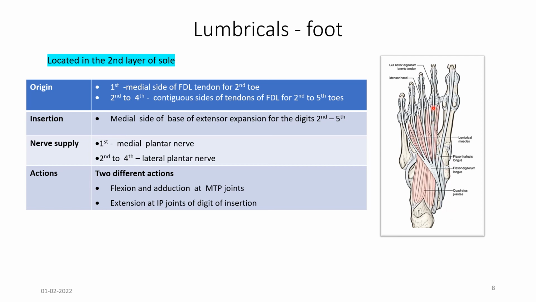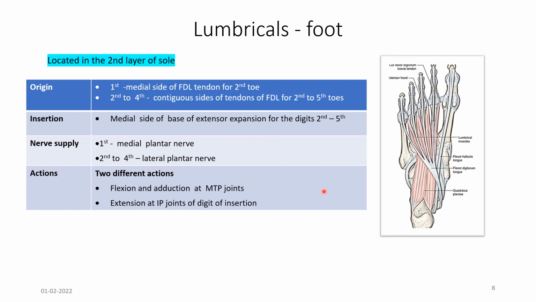Then where do they get inserted? They are also inserted into the medial side of the base of the extensor expansion for the digits second to fifth, whereas in the palm they are on the lateral side. That is the difference between the two. Coming to the nerve supply, the first one is supplied by the medial plantar nerve, and the second to fourth by the lateral plantar nerve, whereas in the lumbricals of the palm, the distribution is equal: 2 from the median nerve, 2 from the deep branch of ulnar nerve.